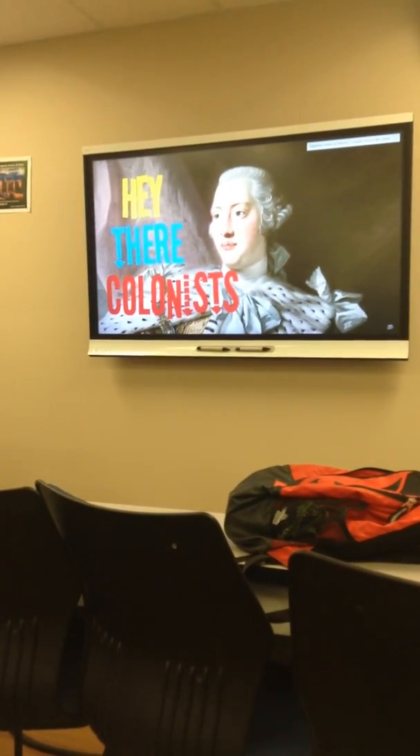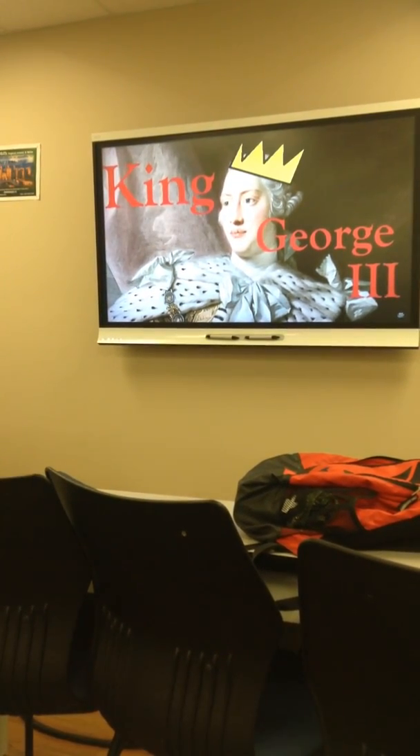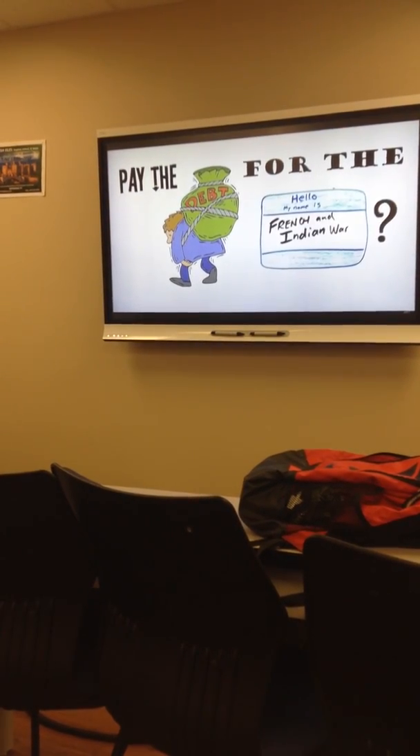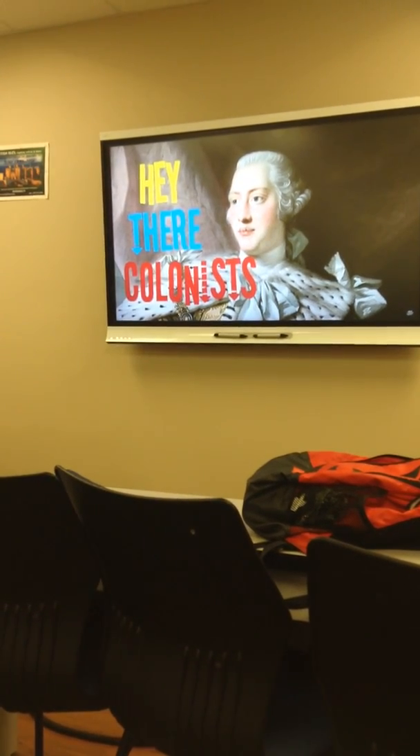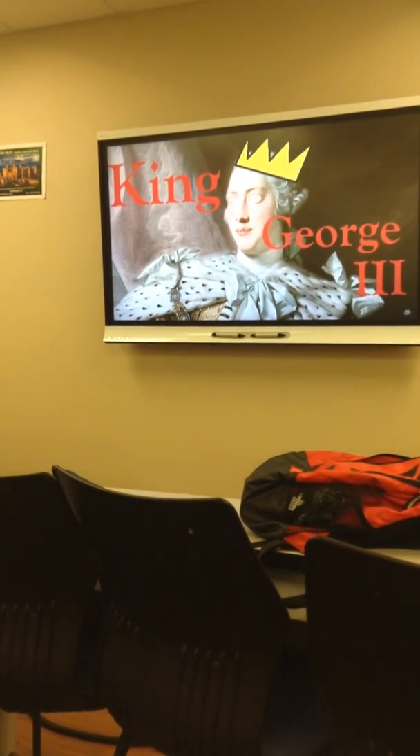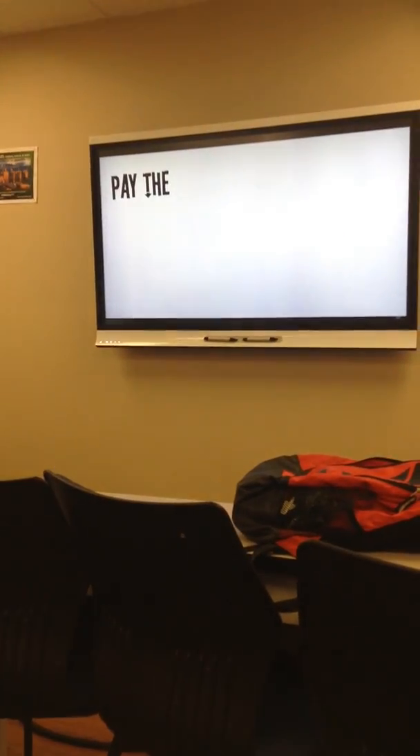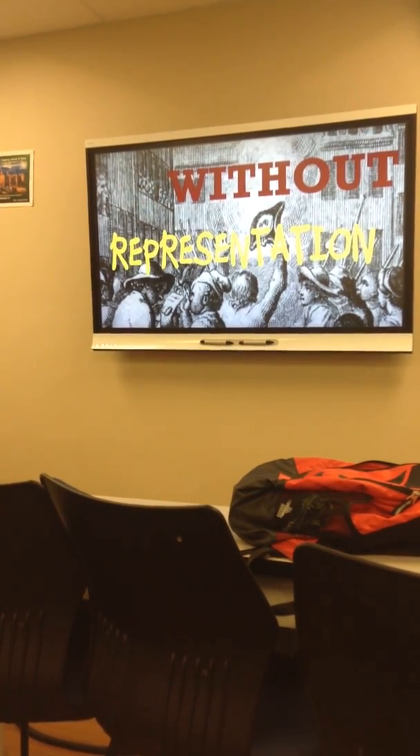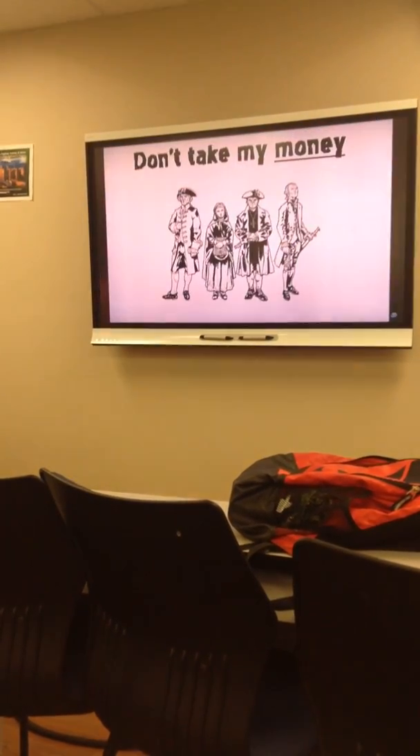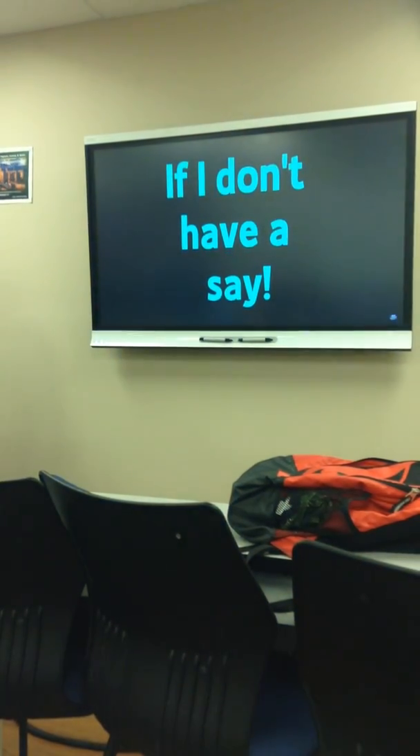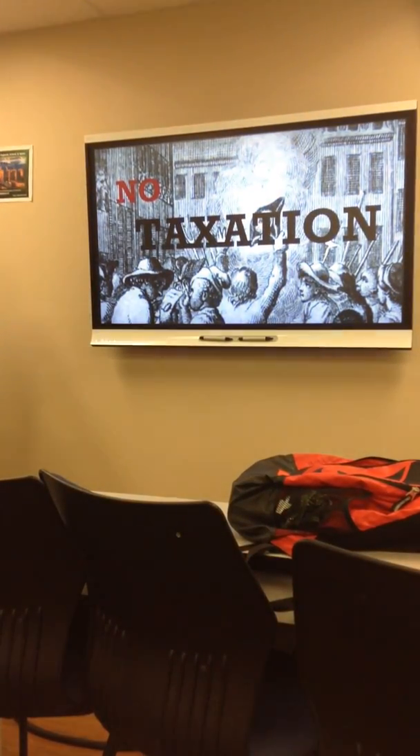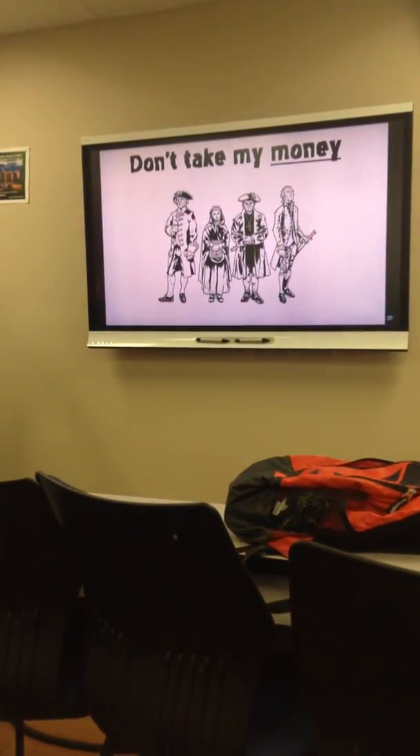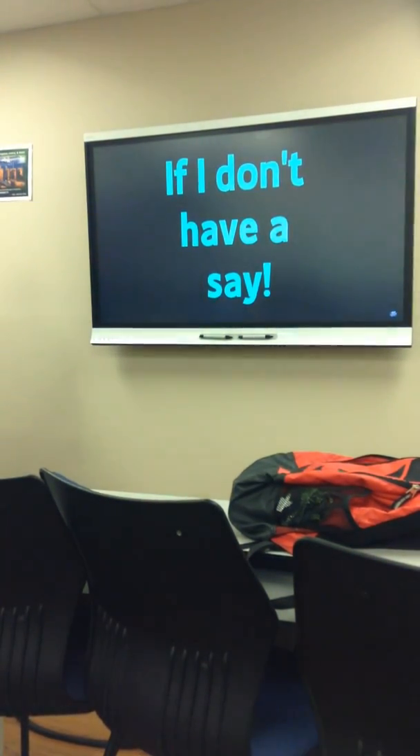Hey, that's colonists, King George. You give me money and debt for the war. Hey, there, colonists, my name is King George. You give me money, pay the debt for the war. That preludes taxation. Taxation without representation. Listen to that. There it is. Don't take my money. It's the colonists. I don't have a say. No taxation without representation. Don't take my money if I don't have a say.